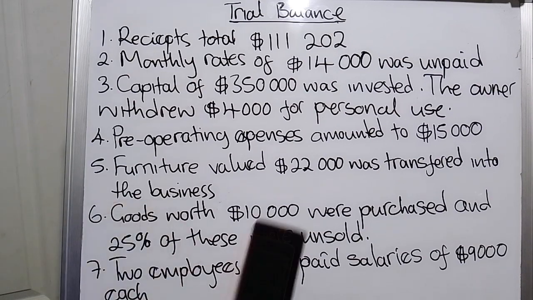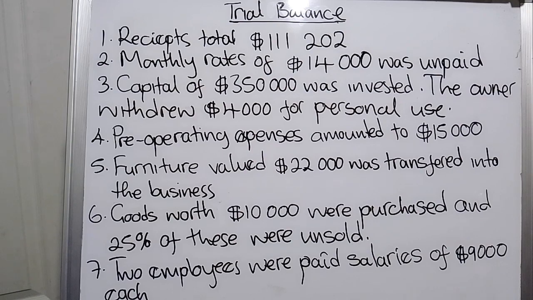We also have furniture valued at 22,000 which was transferred into the business, and this furniture is the first account that is affected. It's an asset that we will debit. Then the other part of the value will go to capital. When an owner contributes an asset into the business, we debit the asset account, then credit the relevant amount, which is 22,000 here, to the capital account. Okay, then we move to statement number 6.